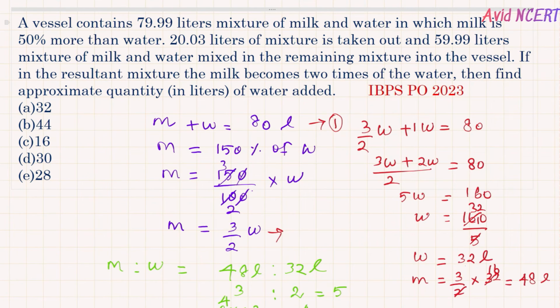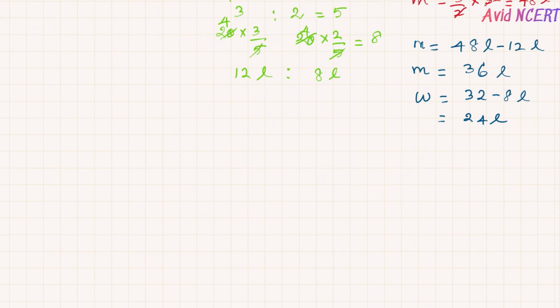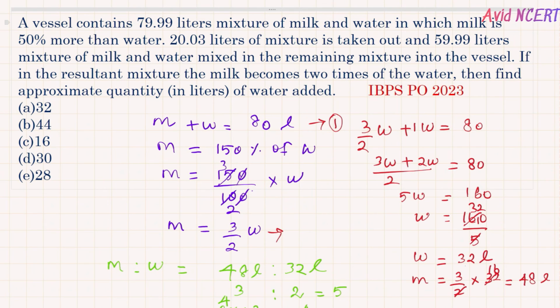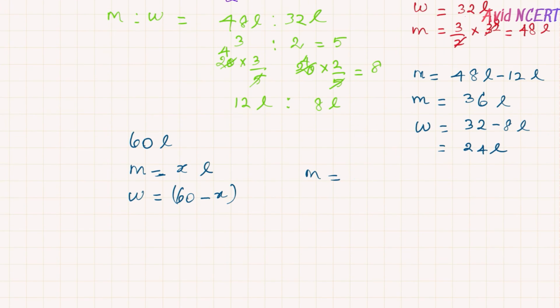Now what is happening is 60 liters of a mixture of milk and water is mixed into the remaining amounts. In the resultant mixture, the milk becomes 2 times the water. We don't know how much milk or water is going to be in this 60 liters that is going to be added. So let's take the milk as X liters. We don't know how much that is. And the water is going to be whatever remains in the 60 minus this X. Now when this is added to this one, the milk becomes 2 times the water. So milk equals 2 times water.